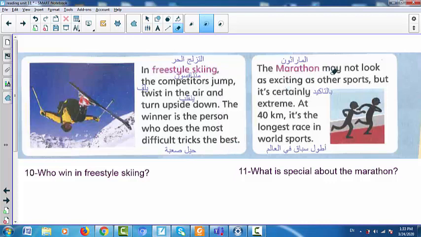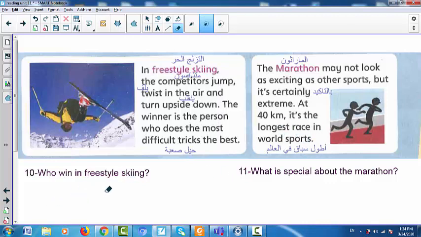The marathon may not look as exciting as other sports, but it's certainly extreme. صحيح هو ليس ممتع كالباقي لكنه يعتبر رياضة خطرة. At 40 kilometers, it's the longest race in the world of sports. أطول سباق جري في العالم.